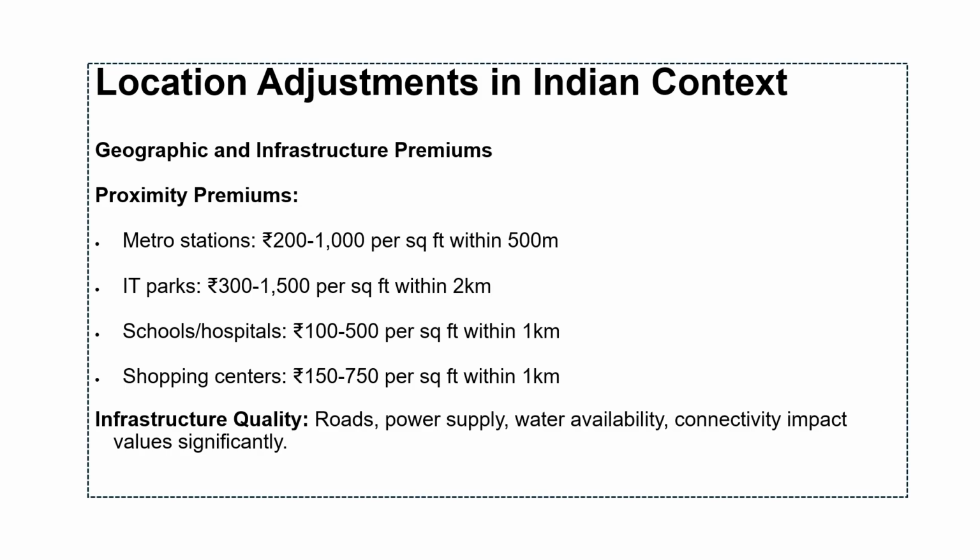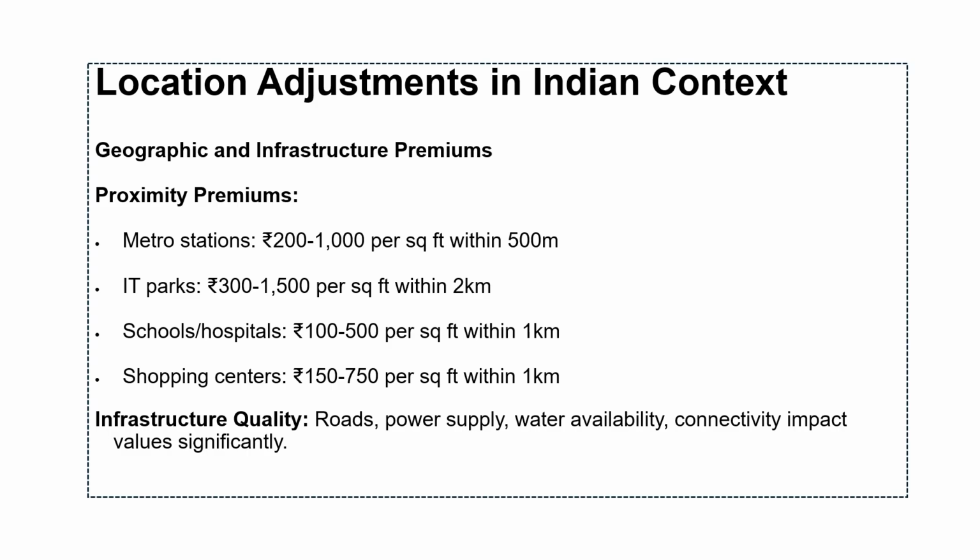Then location adjustment, so metro station, if it is near, IT parks, schools or hospitals, shopping center. So accordingly, for example, metro station, you will go for 200 to 1000 per square feet within 500 meters, IT parks 300 to 1500 per square feet within 2 kilometers, and school, hospital 100 to 500 per square feet within a few kilometers. So that is how closer you are to these important services or important points. The closer you are, higher your value is. So these kinds of adjustments you will have to make while doing the valuation.